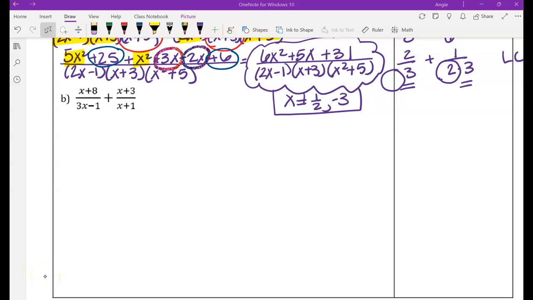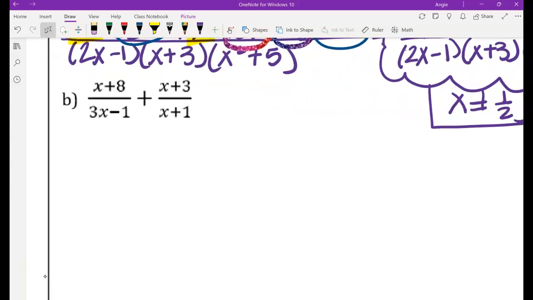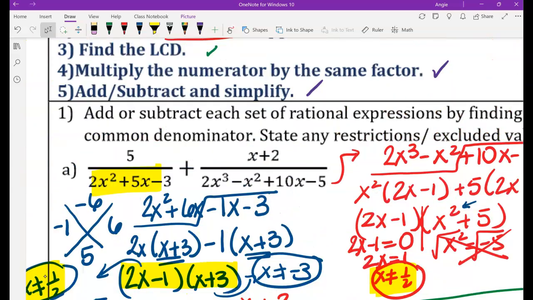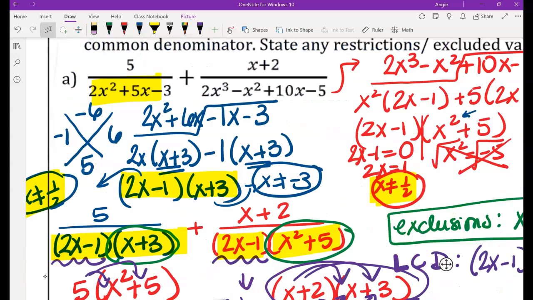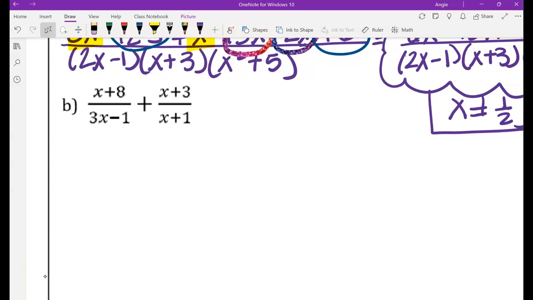Okay, guys, example B says (8 + x)/(3x - 1) + (x + 3)/(x + 1). So let's check out your denominators, right? We have 3x - 1 and an x + 1. So remember, step number 1 says we have to factor out your denominators if it's possible, and state the exclusions is step number 2. So look at the two denominators. They are not possible to factor anymore, but we do need to state the exclusions, okay?